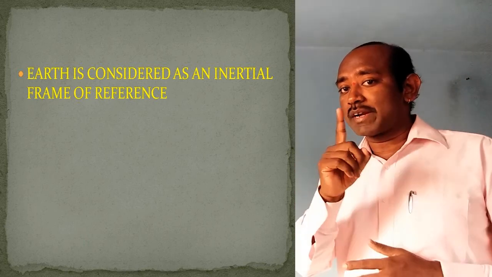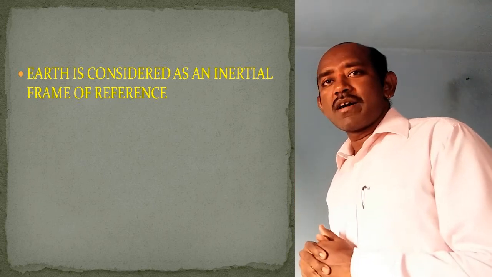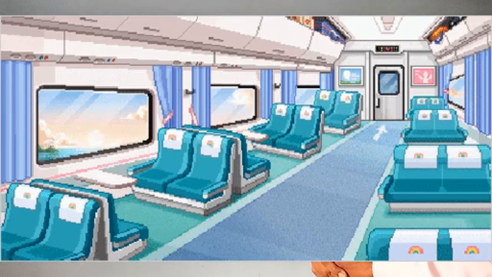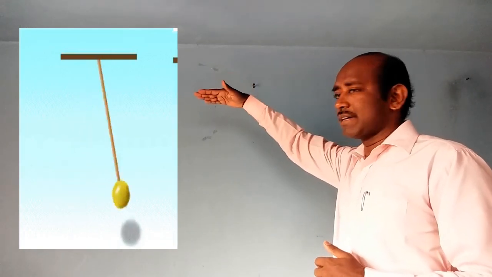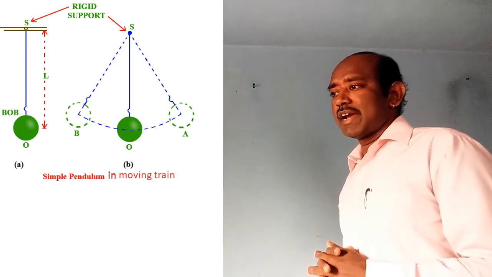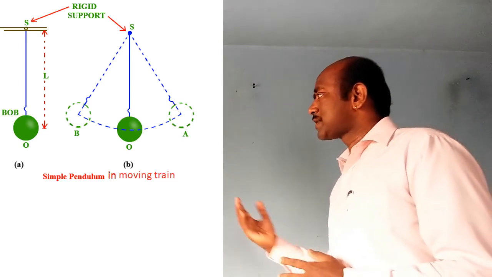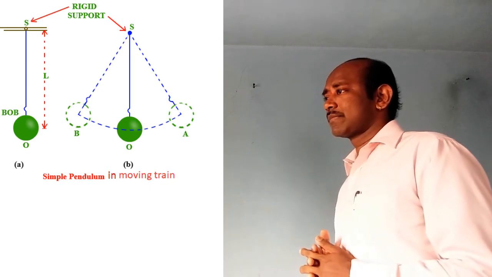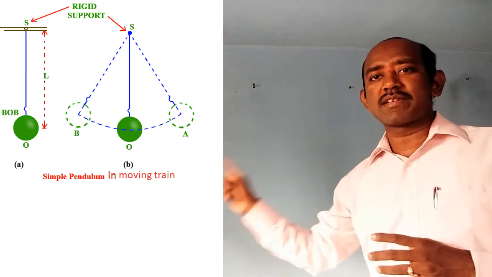In that, we have conducted one simple pendulum experiment also. Here, the same experiment we are conducting in a moving train. Now just imagine the train is moving in a particular direction. This simple pendulum experiment is being conducted, and the upper end is tied to the string and the other end of the string is tied to the bob. If the train is moving in a particular direction, then the bob starts moving in the opposite direction. We have not applied any force to that bob, but still it has an acceleration.